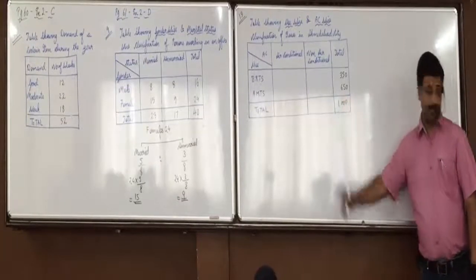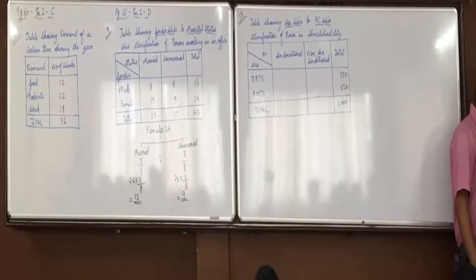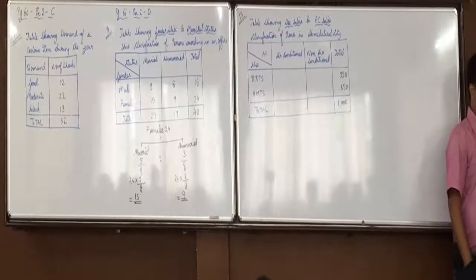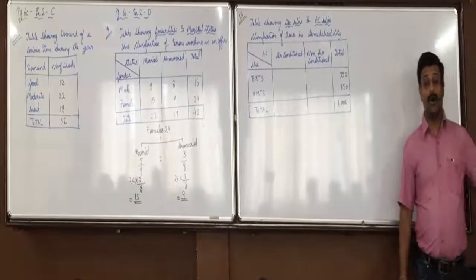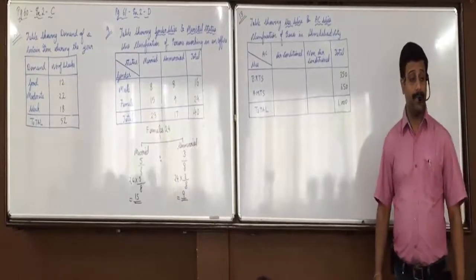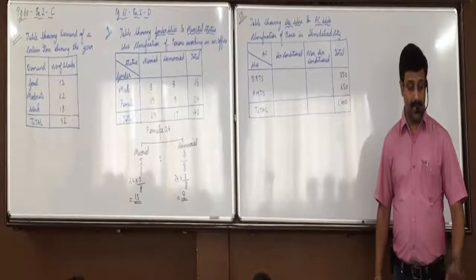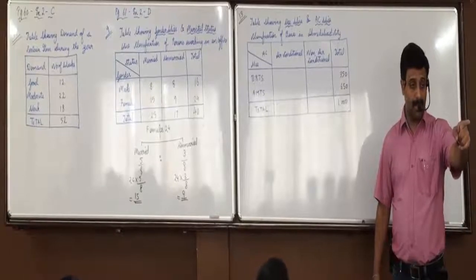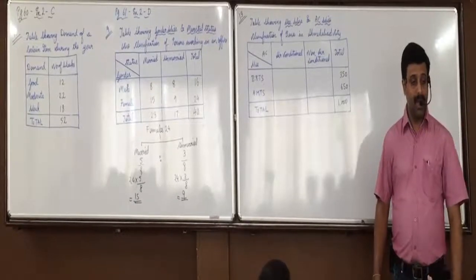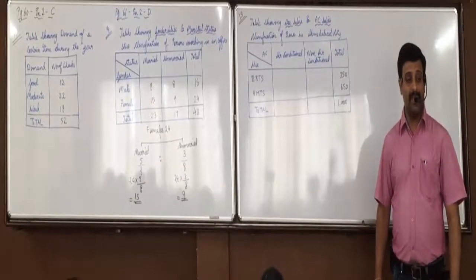All are clear? Further, out of total 400 air conditioned buses, Patel, this one did. Total 400 air conditioned buses. Where will we write 400?